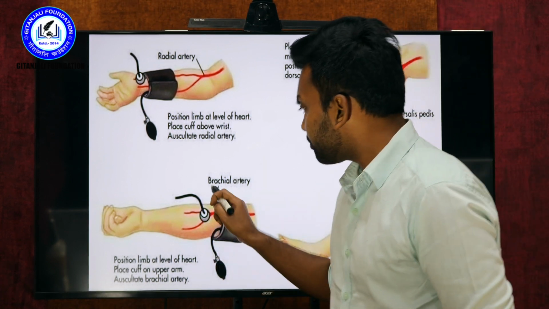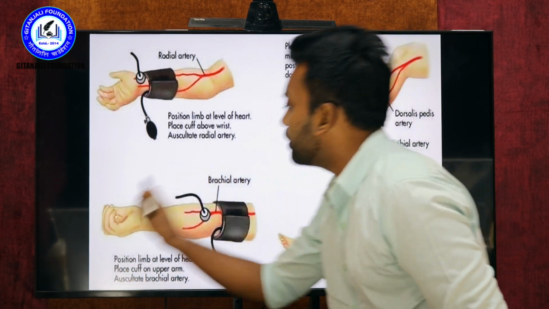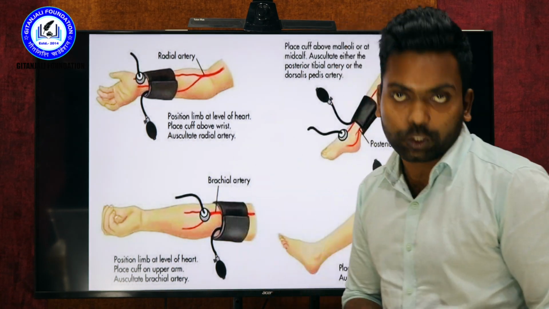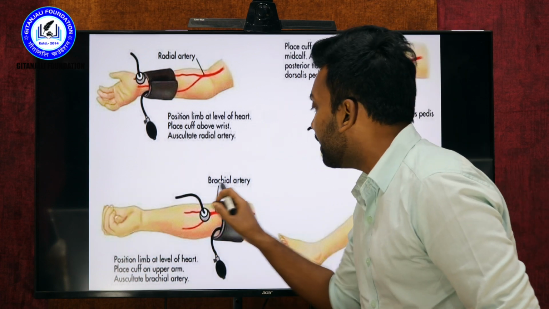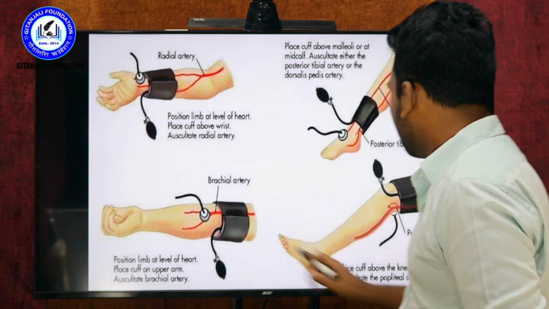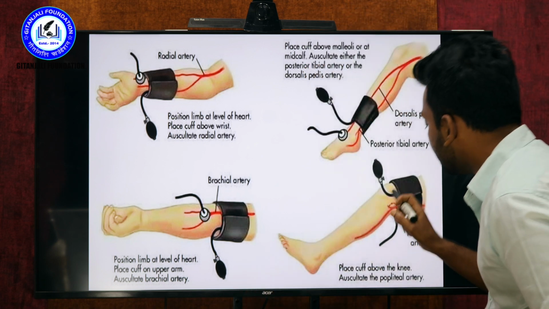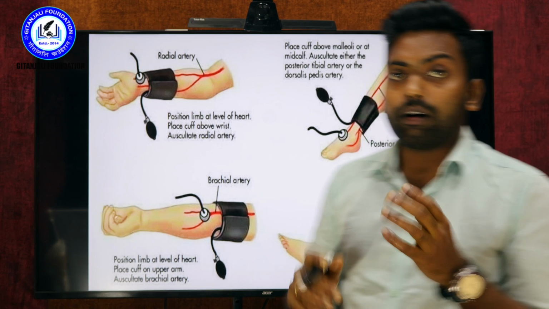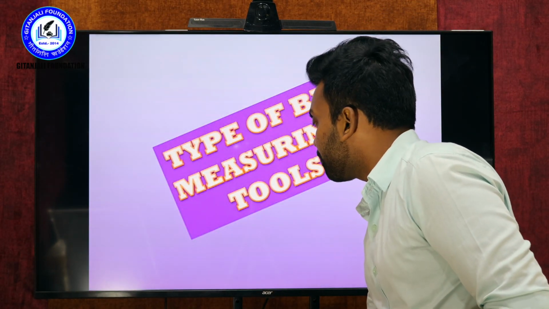And the third one is the brachial artery. This is most probably what we use clinically within the hospital. In about 90 to 95% of hospitals and patients, we measure blood pressure at the brachial artery. This is the third site. And the fourth site is the popliteal artery, where you can see the exact position for measuring blood pressure. These are the sites we mostly use for blood pressure.